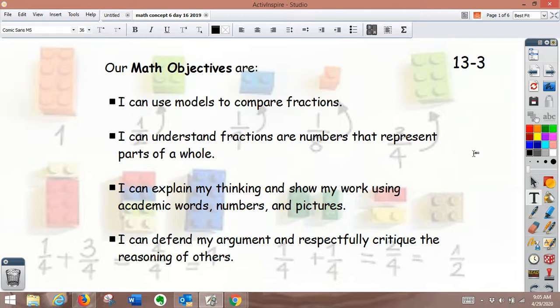Okay, welcome to 13-3. Our math objectives are: I can use models to compare fractions, draw or make a model to show what it looks like when we compare fractions. I can understand fractions are numbers that represent parts of a whole. I can explain my thinking and show my work using academic words, numbers, and pictures.